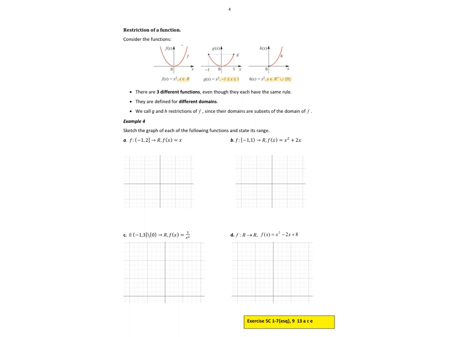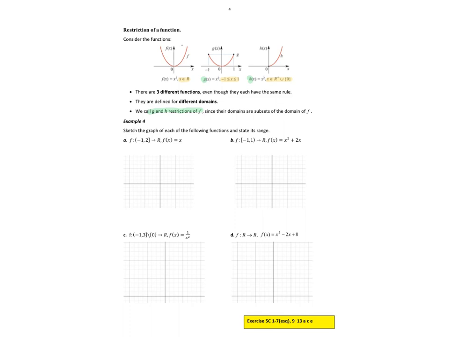All right. So the functions G and H are very similar to F. They're just restrictions. It's the function F, but with some restrictions on the domain. And that's what we call them. We call G and H restrictions of F, since their domains are subsets of the original function.